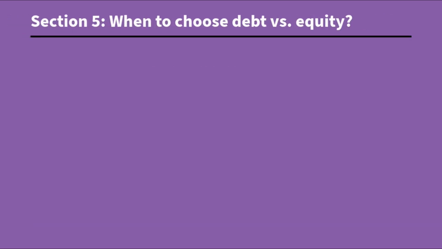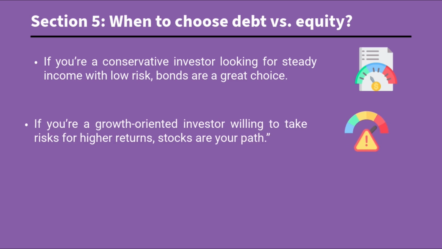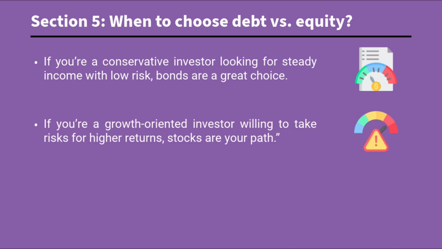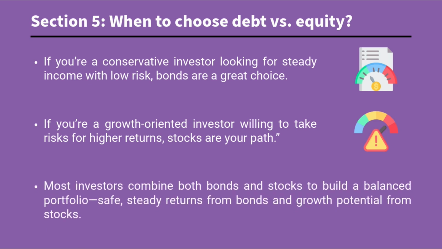So, when should you choose debt or equity? If you're a conservative investor looking for steady income with low risk, bonds are a great choice. If you're a growth-oriented investor willing to take risks for higher returns, stocks are your path. And for a smart strategy, most investors combine both bonds and stocks to build a balanced portfolio to get safe, steady returns from bonds and to gain growth potential from stocks.